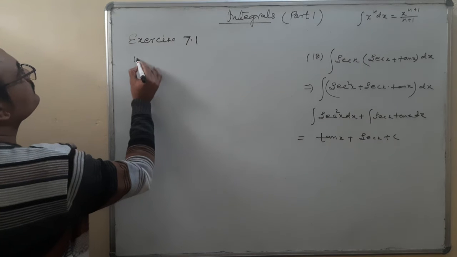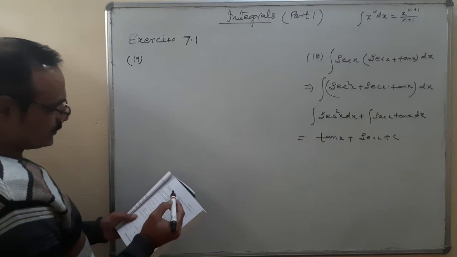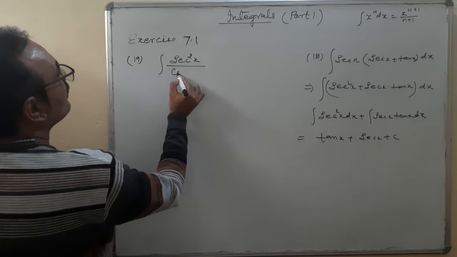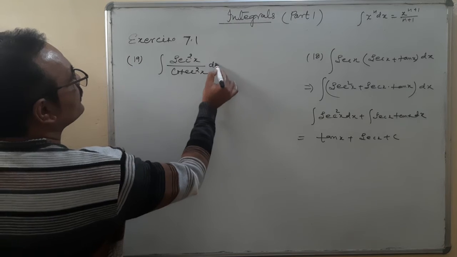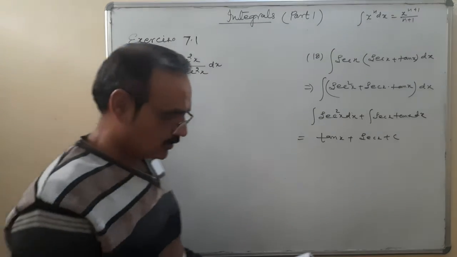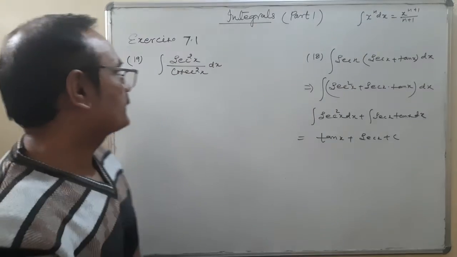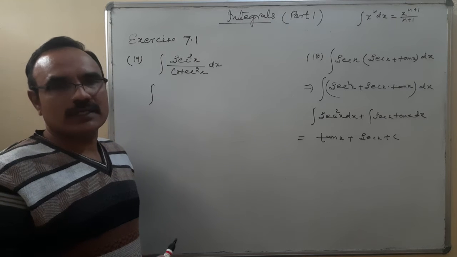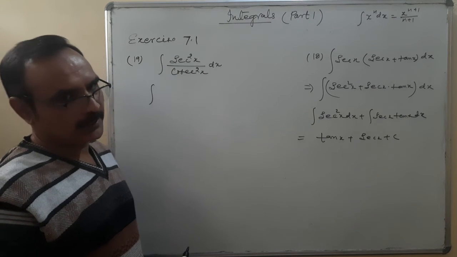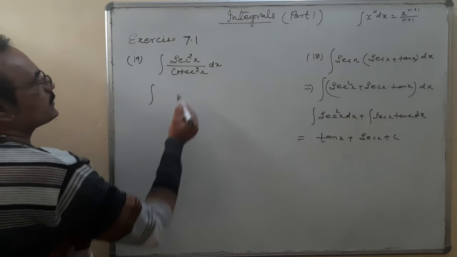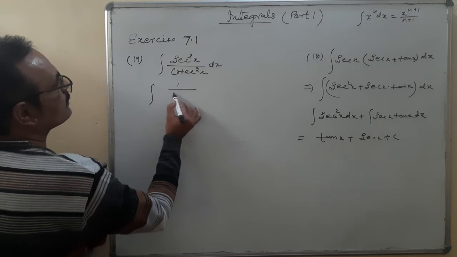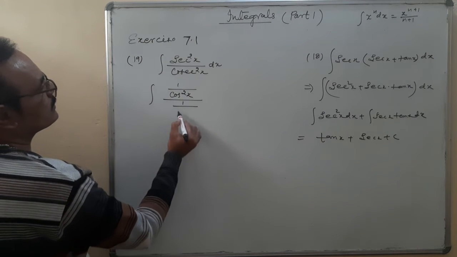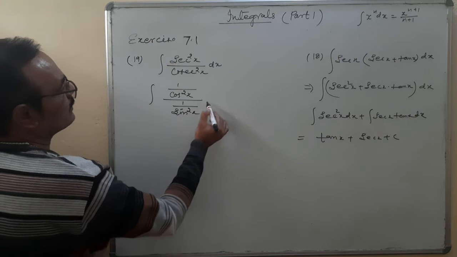Question number 19: sec square x upon cosec square x. How to solve it? We know that the integration of sec square x is tan x directly and of cosec square x is minus cot x. But this sec square x, I can write as 1 upon cos square x, since sec is the reciprocal of cos, and 1 upon sin square x dx.